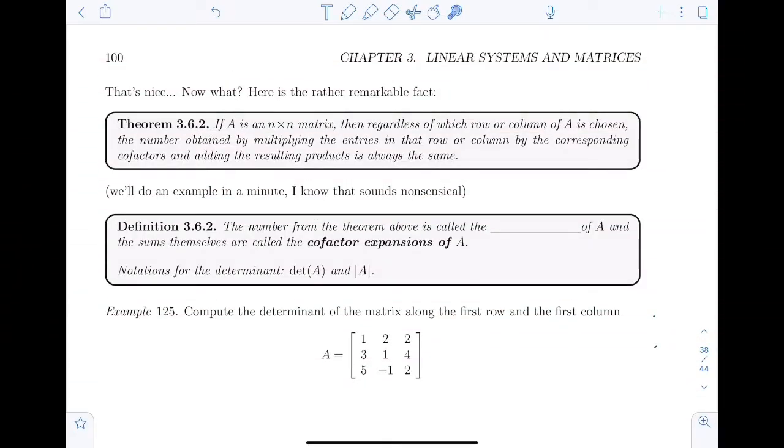Now that we've defined all of our terms, we are ready for the big definition here. Theorem. If A is an n by n matrix, then regardless of which row or column of A is chosen, the number obtained by multiplying the entries of that row or column by the corresponding cofactors and adding the resulting products is always the same.